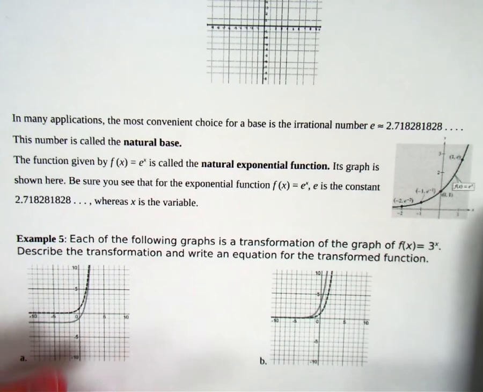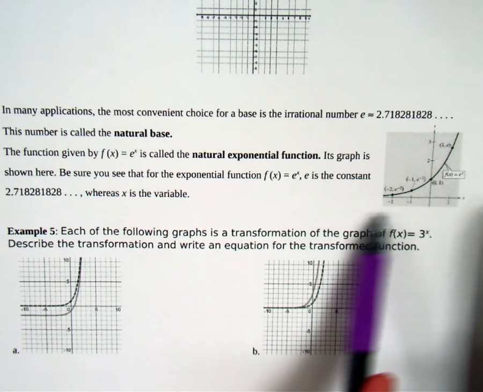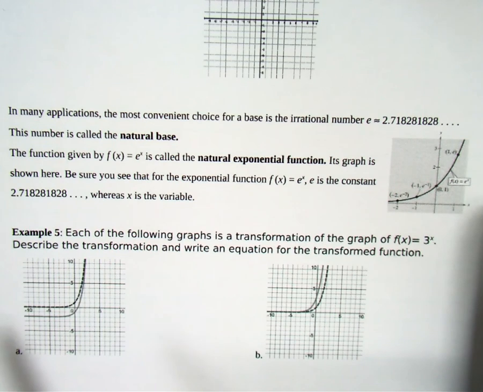In many applications, a convenient choice for the base is the irrational number e. This is called the natural base, and later on when we undo it, it'll be the natural log, but we're not there yet. The function given by f of x equals e to the x is called the natural exponential function, and its graph is shown there. Still basically the same thing, basically the same path.